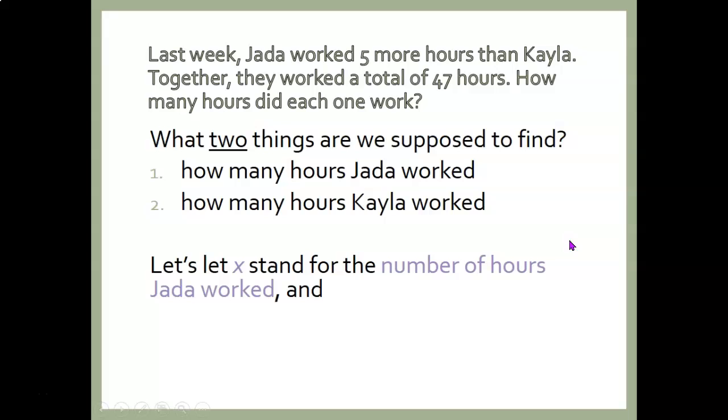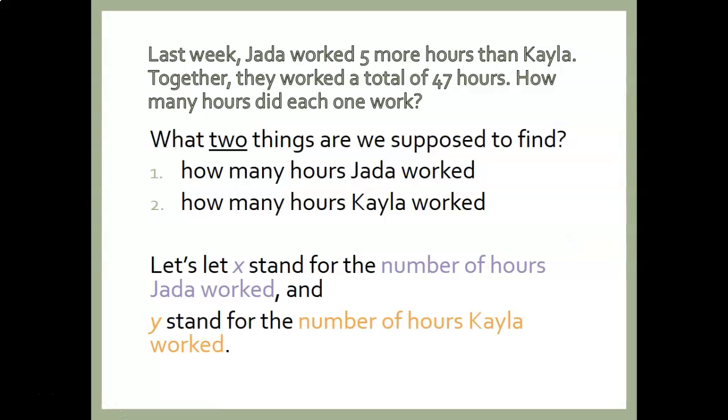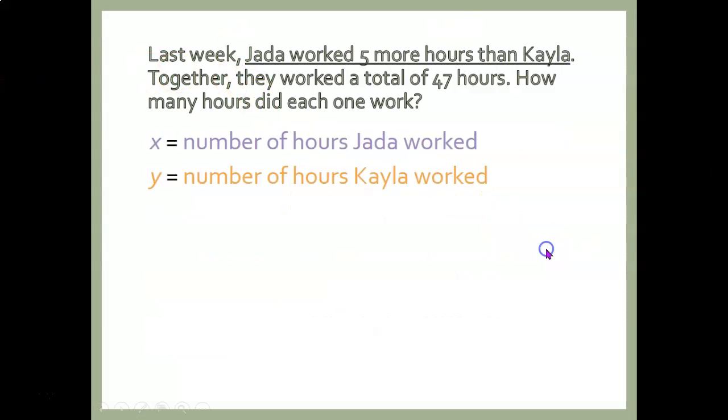So we can let X stand for one of those things and Y stand for the other one. It's a good idea to write down what your variables stand for, especially if it's not obvious just from looking at them. So X is going to stand for the number of hours that Jada worked, and Y is going to stand for the number of hours Kayla worked. And one of the things that we know about those numbers is that Jada worked 5 more hours than Kayla. Can we translate that into an equation?